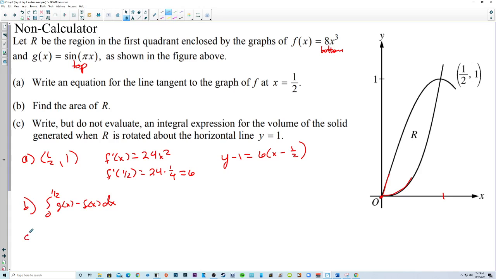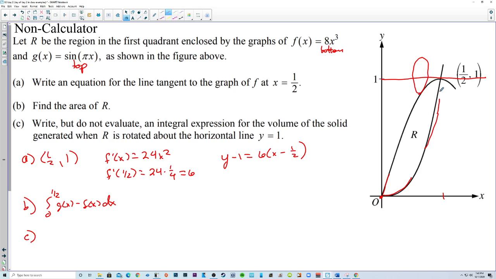and we could plug this in and find an answer. Let's kind of skip that for the sake of time. We all know how to use a calculator on this. Let's go to letter C, write but do not evaluate an integral expression for the volume of the solid generated when R is rotated about the horizontal line y equals 1. So here's the horizontal line y equals 1, and we need to take this and rotate around that line.